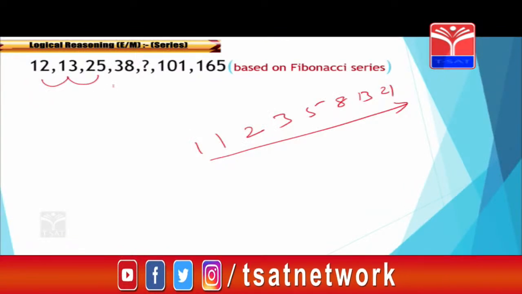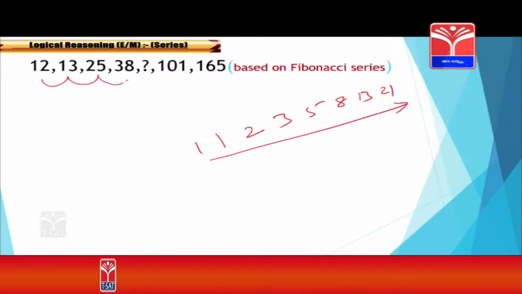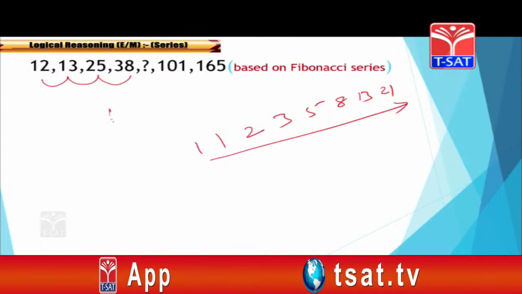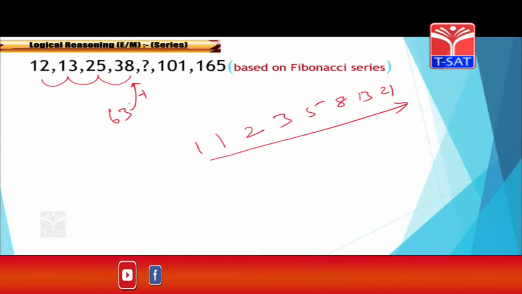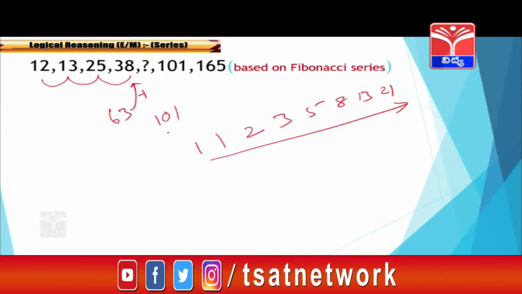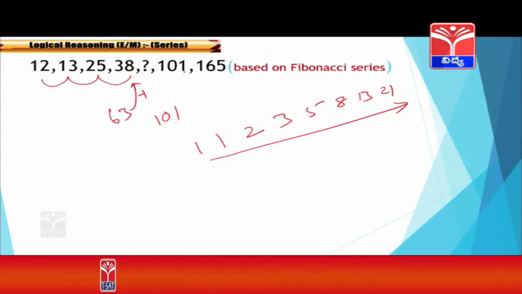13 plus 25 is 38. So 25 plus 38, how much? 25 plus 38 is 63. Correct? So 63 plus 38 is 101. And 101 is plus 63. Oh, correct? Like you have to add this one.